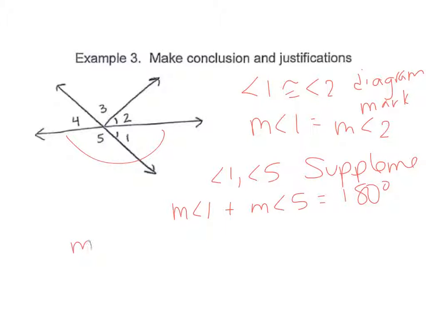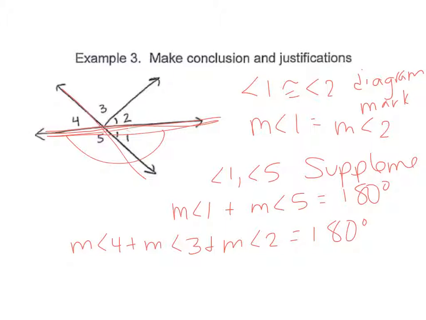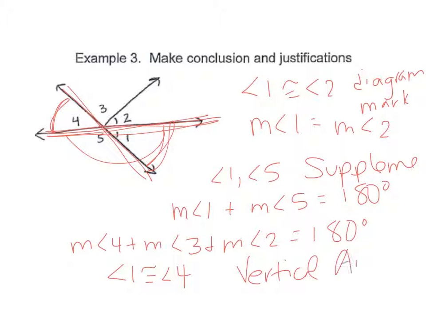You could say the measure of angle 4 plus the measure of angle 3 plus the measure of angle 2 equals 180 degrees by the angle addition postulate. You could write that angle 4 and angle 1 are congruent, or their measures are equal, by the vertical angle theorem, which is that two angles are congruent if they're vertical. There's a lot of different justifications and conclusions that you can make from a diagram.